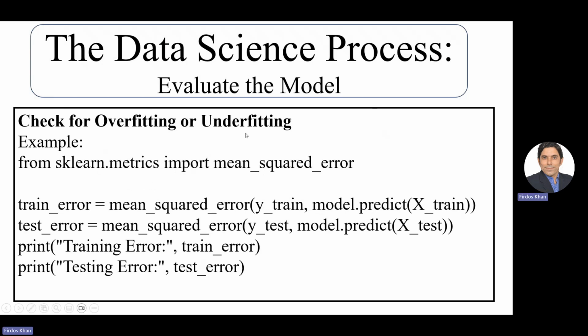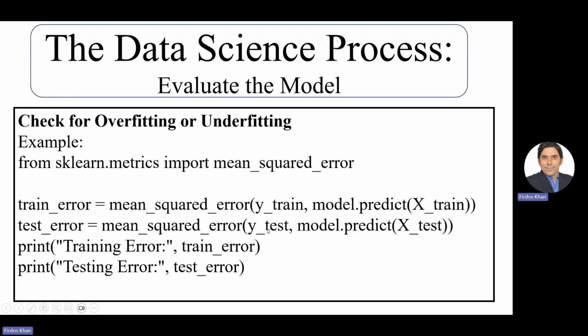Check for overfitting and underfitting. So this is now in Python. You can see this is an example. You can see train error, mean squared error of y train and model predict x train. So this means y train is the training data, and the model predicts from x train, and you get the train error. Then the test error, by mean squared error of y test, again like y train.